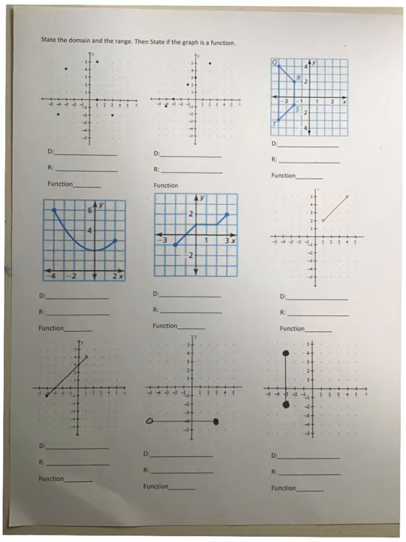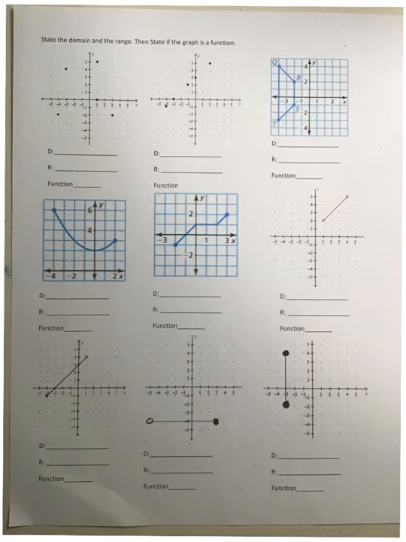Remember, domain are the x values and range are the y values. The domain are the x values, or what's going into the machine, or the independent variable. Range are the y values, or the numbers that are coming out of the machine, or the outputs. And the range is also the dependent variable. Then we're going to determine if it is or is not a function.